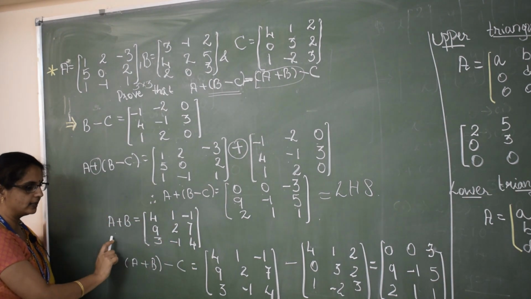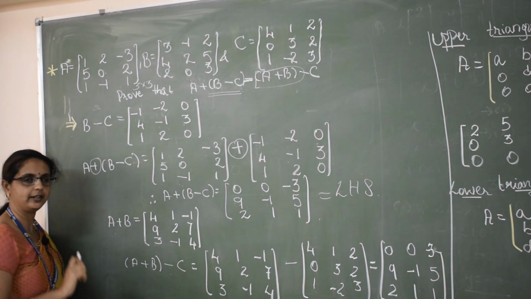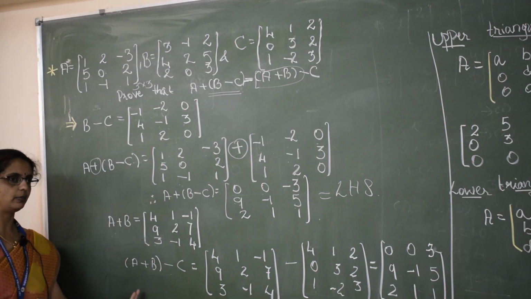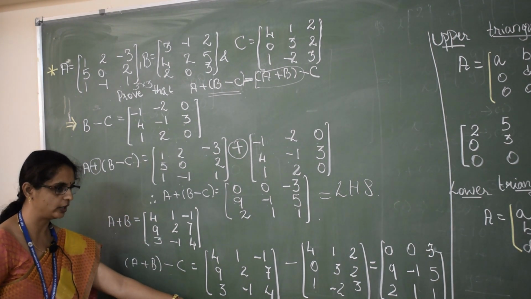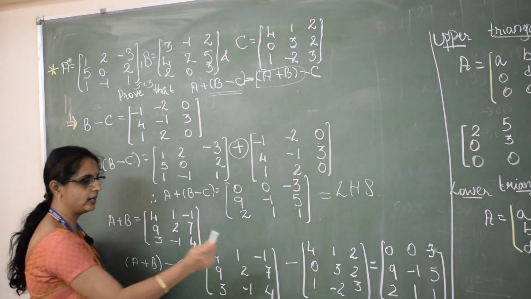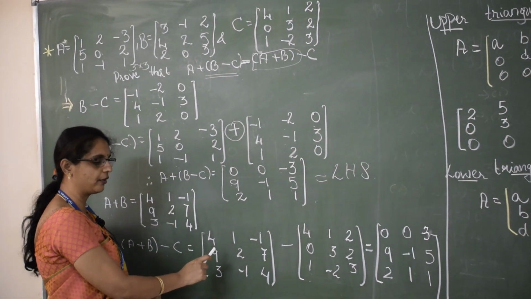Now this A plus B, I am going to subtract with minus C as our RHS demands. What is our RHS? A plus B minus C. Whatever A plus B we have calculated, I have written down here. Subtract with the minus C, with the C matrix. So what will we get? Let us check it out.